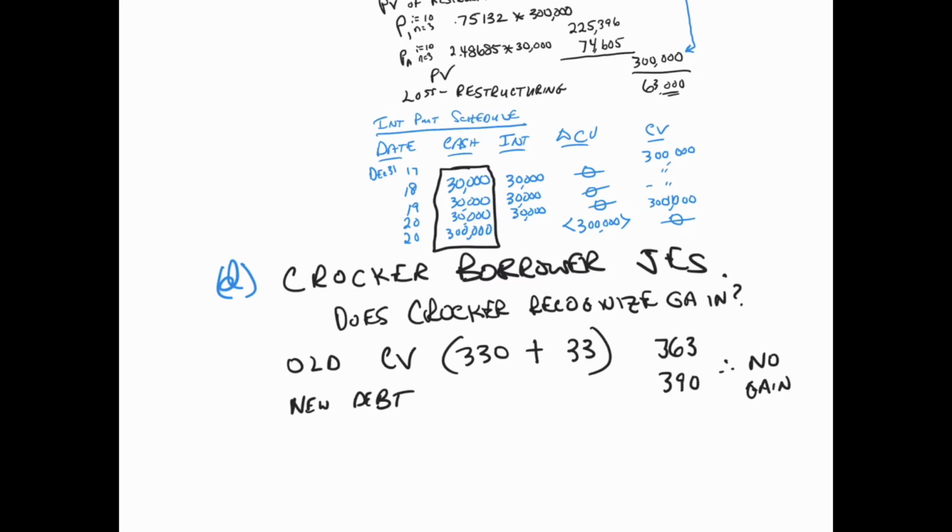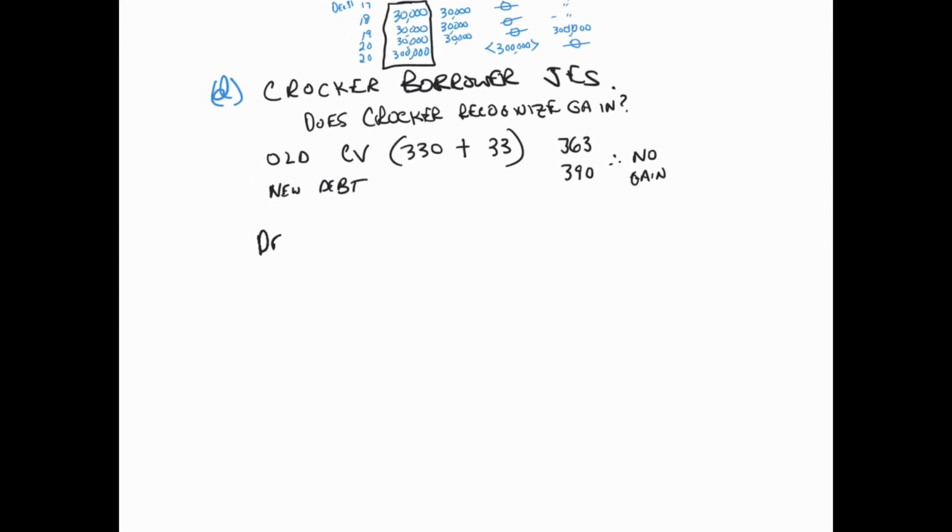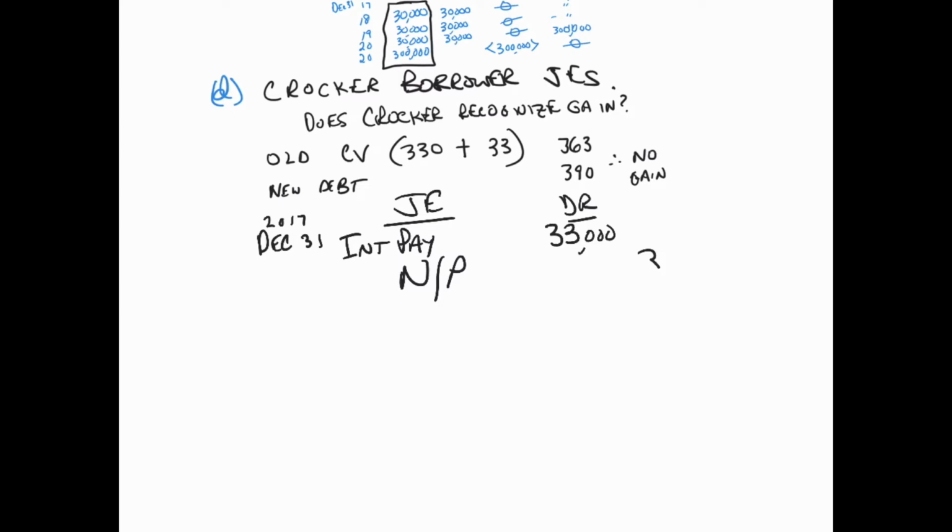Okay? So now, the first thing we're going to do is roll the interest payable over to the debt. In the journal entry, this is at December 31, 2017. We owed $33,000. This is a debit, and we're reducing that and increasing the note payable because it was rolled into the new debt.